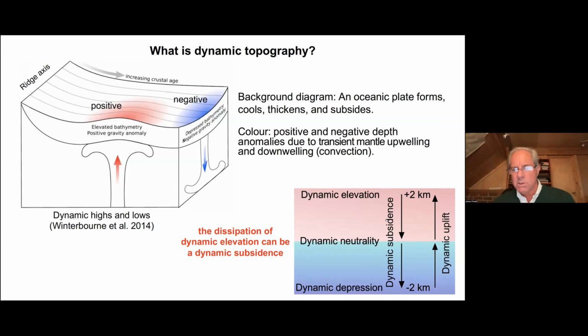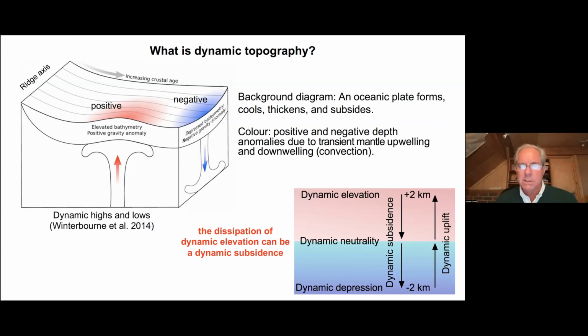So we're going to focus on this little box over here, particularly the left arrow here that points down back to the area of dynamic neutrality or isostatic balance. So we can have dynamic elevations up to about 2 kilometers or depressions down to about 2 kilometers. But we're going to focus on this quadrant right here, where we're talking about the dissipation of a dynamic elevation in early post-rift or late syn-rift time.